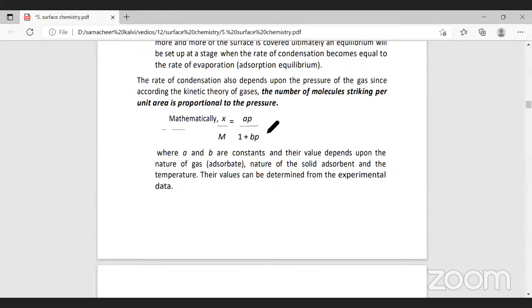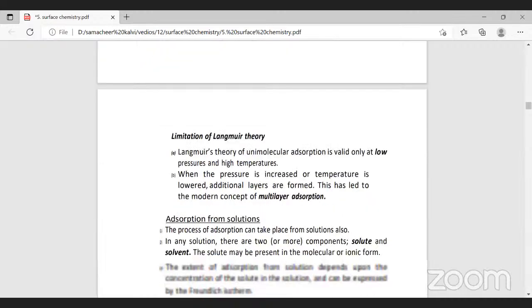So the mathematical representation of the Langmuir adsorption isotherm is x by m is equal to aP divided by 1 plus bP, where a and b are constants whose values depend upon the nature of the adsorbate, the nature of the adsorbent, and the temperature. Their values can be determined from experimental data. We do not have the Langmuir adsorption isotherm in the syllabus, but just remember it.